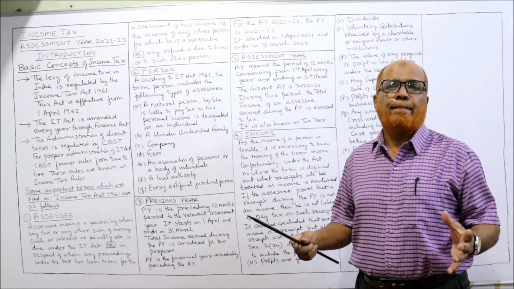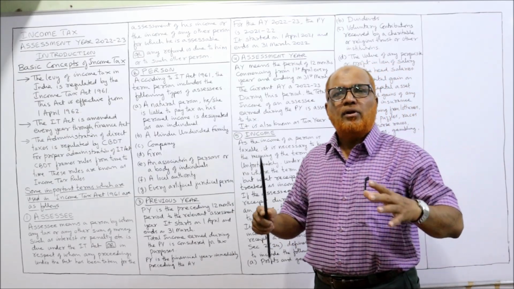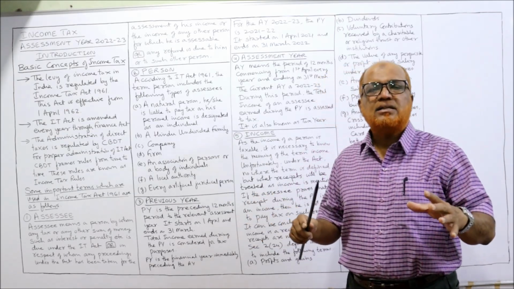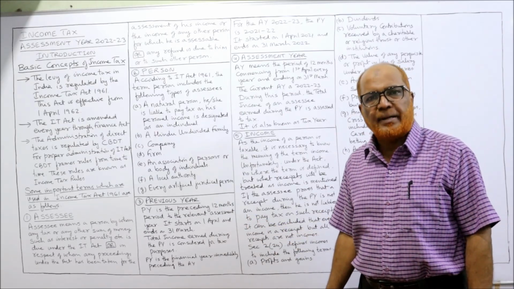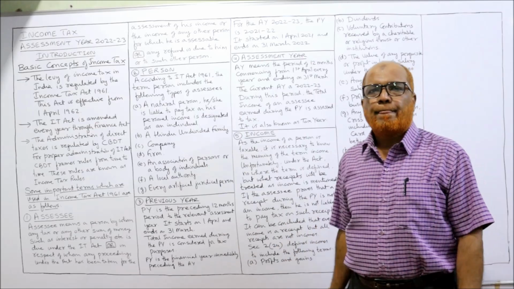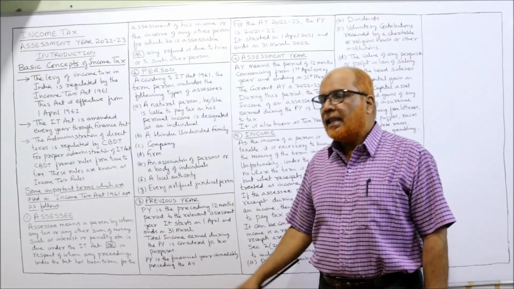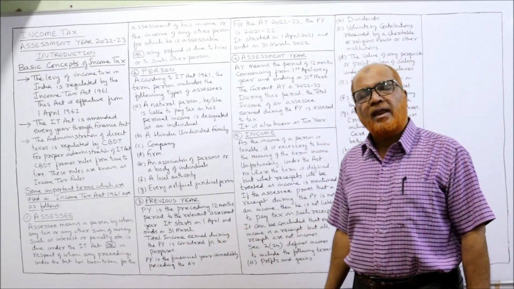Similarly, Hindu deity. In India, in the Hindu community, deities are there. So, a deity will also be treated as an artificial juridical person. So, these are the persons. Next comes previous year. Very important.